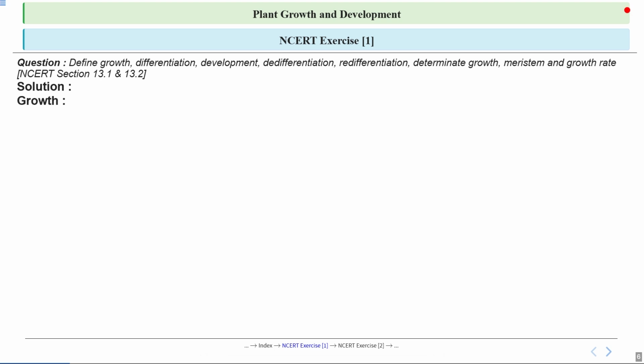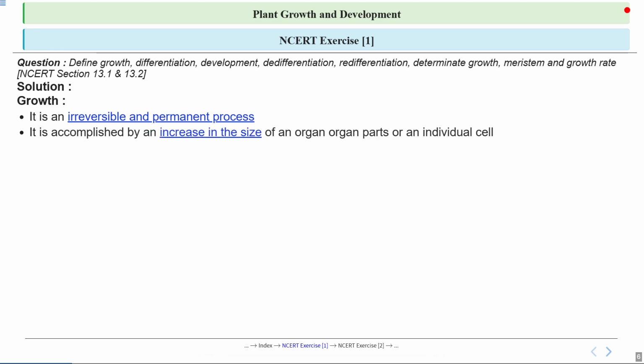So talking about growth, it is an irreversible and permanent process. It is a permanent process, a process that cannot be changed. It is accomplished by an increase in the size of an organ or organ parts or an individual cell.